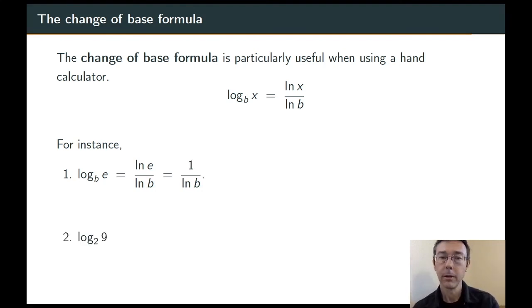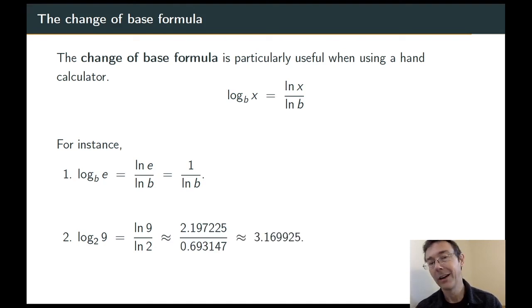Example 2, log base 2 of 9. Most calculators don't have a log base 2 button, so if you need to do this in a calculator, you're going to need to use the change of base formula: ln of 9 over ln of 2. Your calculator probably does have a natural log button, so you can put in each of those things, get these decimal approximations, and divide to get about 3.17 in this case.